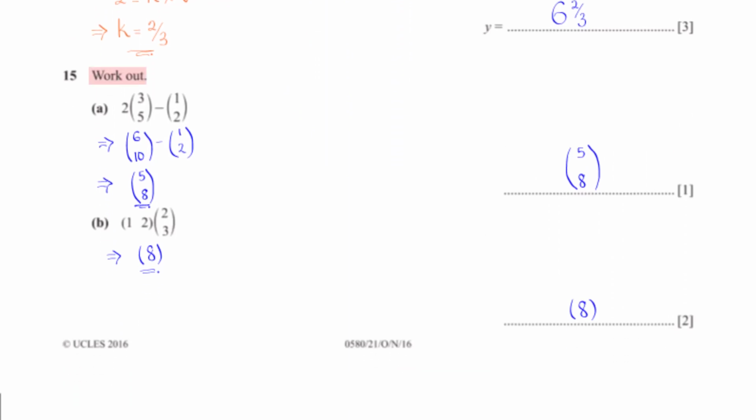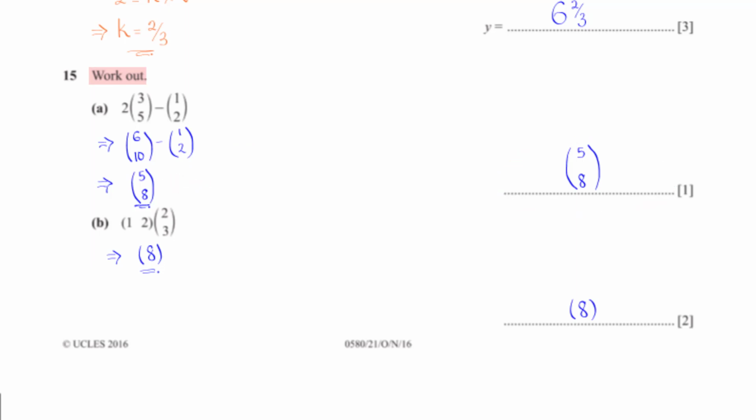Work out 2 times 3 5 minus 1 2. 2 times 3 gives us 6. 2 times 5 gives us 10. So now we have 6 10 minus 1 2. 6 minus 1 gives us 5. 10 minus 2 gives us 8. And so our final answer here is 5 8.